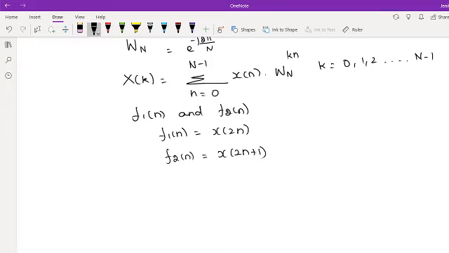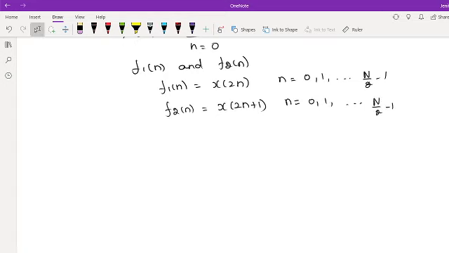Now these two are only N by 2 points, so n varies from 0 to N by 2 minus 1. Since it starts from 0, we end at N by 2 minus 1. So it is only N by 2 points. Initially x of k is the N-point DFT. Now these even and odd samples are only N by 2 points each. So I am going to apply this in x of k.